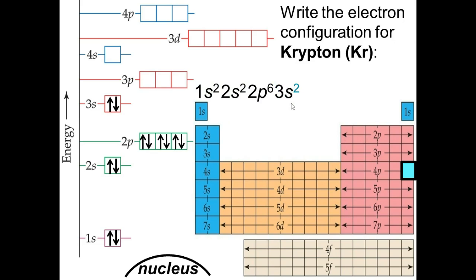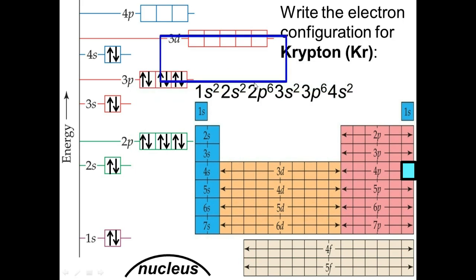And then we go to 3s, and there's 2 boxes again. We're still not there. 3p, there's still 6 boxes. So 3p to 6. Then we go to 4s, and there's still 2 boxes, so we fill up that box. Then we go to 3d, and there's 10.